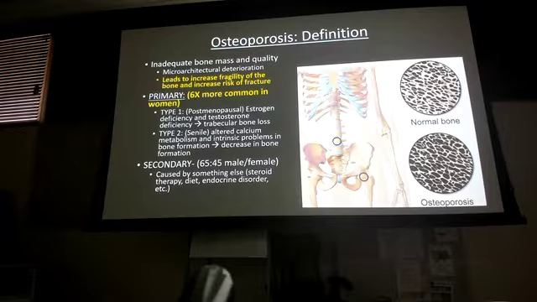There are two different kinds, primary or secondary. Primary is more common in women, six times more common. I don't want angry hate mail, but women have hormonal changes at times in their life. That leads to type 1, which is postmenopausal. Estrogen deficiency and testosterone deficiency lead to trabecular bone loss. That's why it's more common.